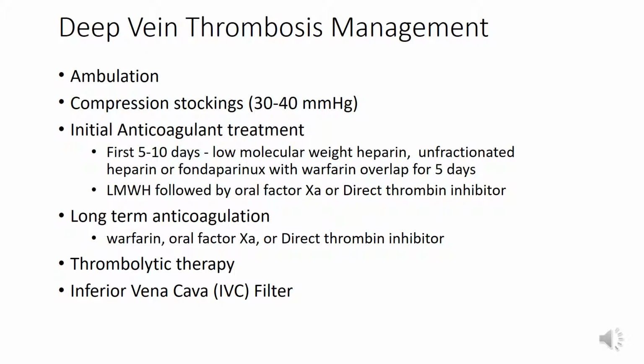Thrombolytic therapy is used for massive DVTs or PEs or failure of therapeutic anticoagulation, and that would have to be done in the hospital. If you have a patient in whom anticoagulation is contraindicated, you can do a consult for vascular surgery and they can put in an inferior vena cava filter. Now, this won't stop clots from forming in the blood, but the idea is that it would prevent them from getting to the lungs.